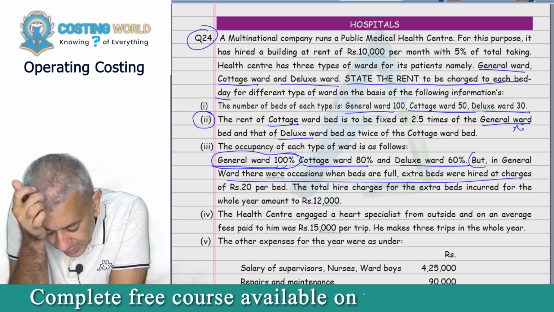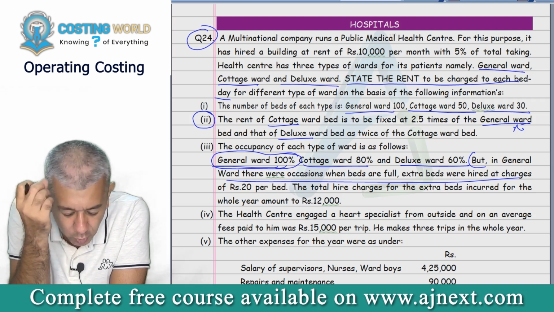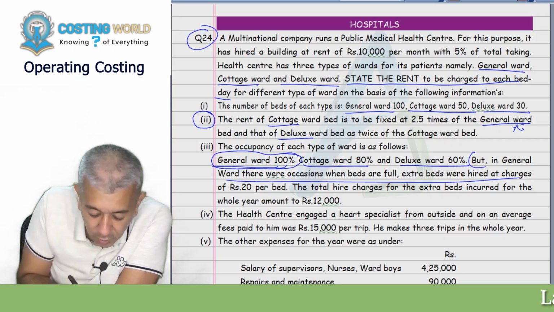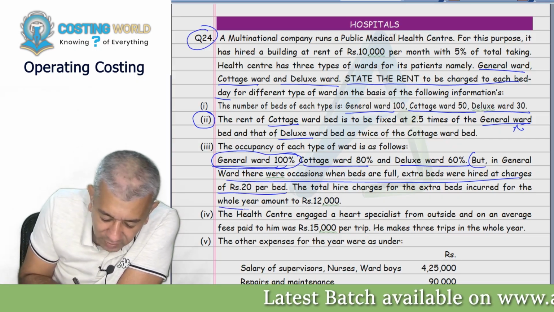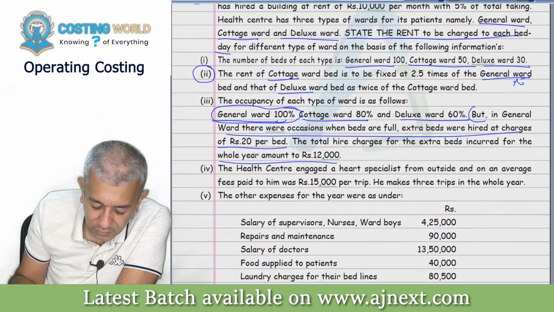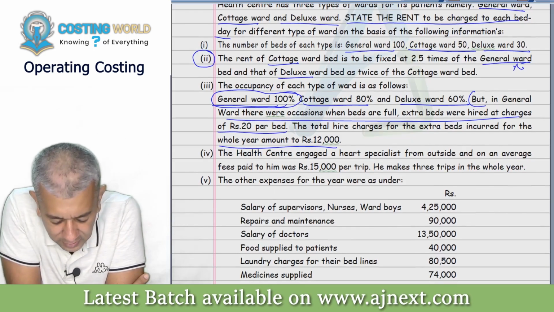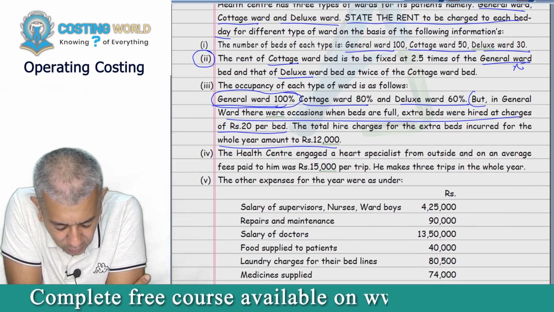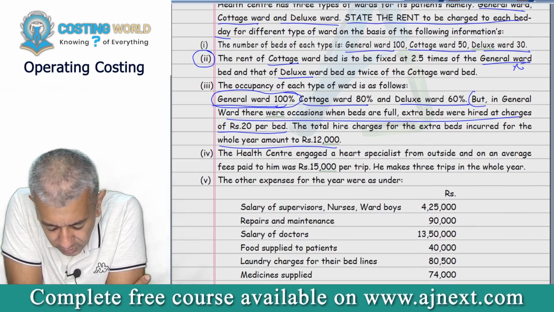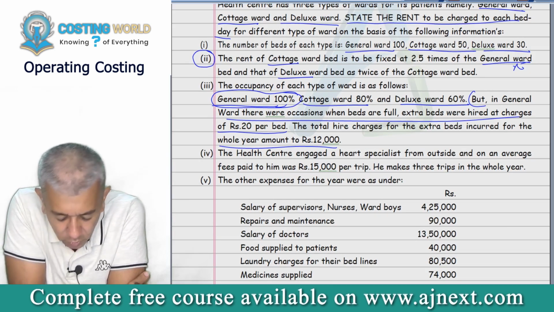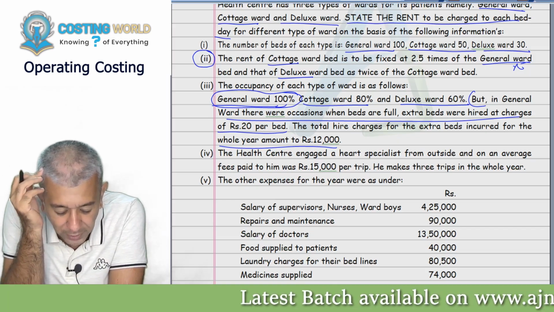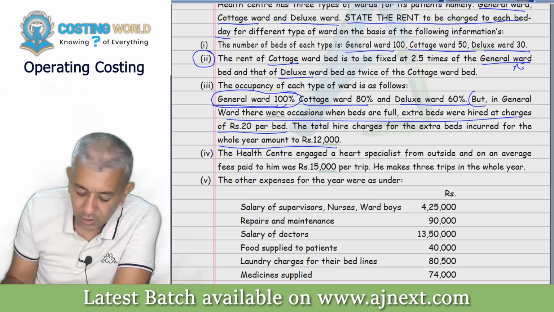The total hiring charges for the extra beds incurred for the whole year amounted to 12,000 bucks. Okay. So likewise, like we kept on hiring. We have paid 12,000 rupees for the entire year. Further, the health center engaged a heart specialist from outside, and on an average, fees paid to him was 15,000 rupees per trip. He makes 3 trips in the whole year. Okay, so there was a heart specialist also. We paid to him 15,000 per trip. He made 3 trips. Okay.